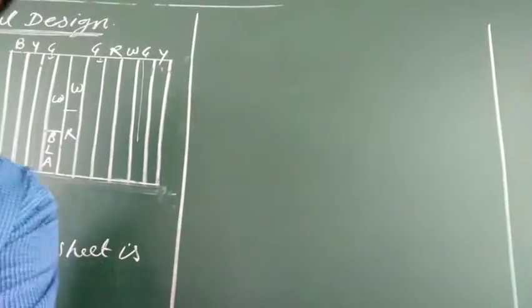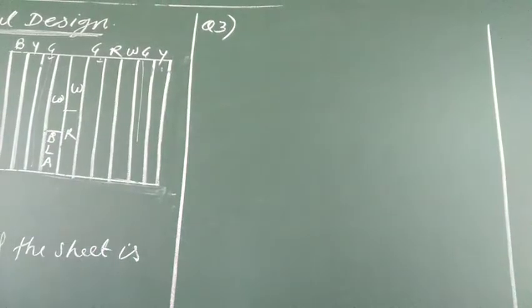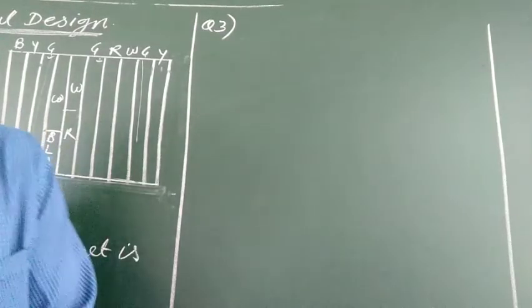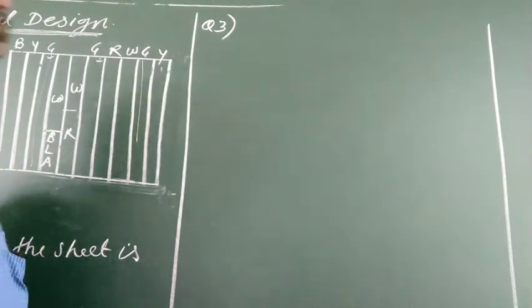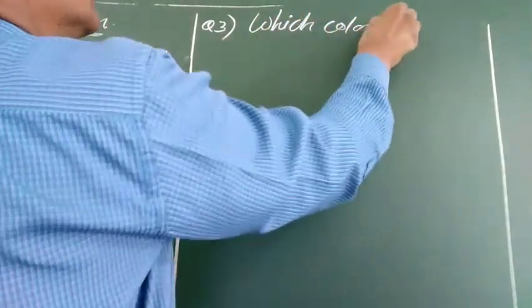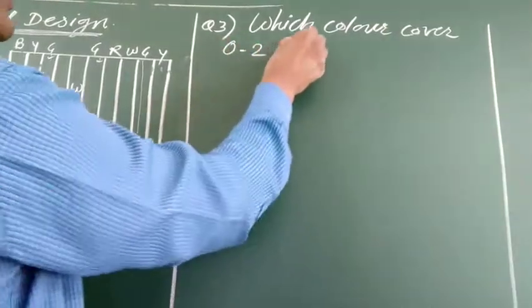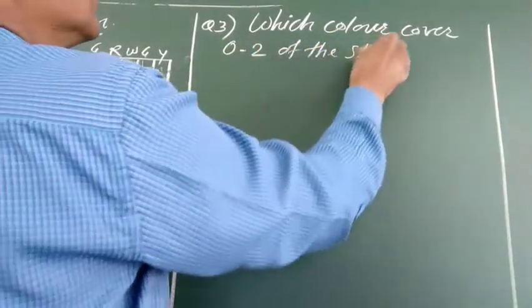नंबर 3 क्वेश्चन. इसी डिजाइन का नंबर 3 क्वेश्चन देखिए ना. ये हुआ क्वेश्चन 1, इट इज क्वेश्चन 2 एंड नाउ क्वेश्चन 3. Which color covers 0.2 of the seed?